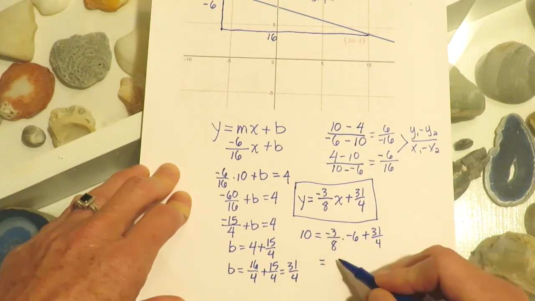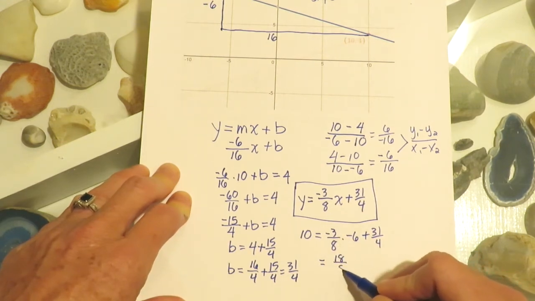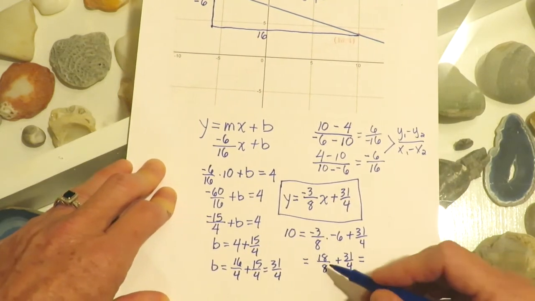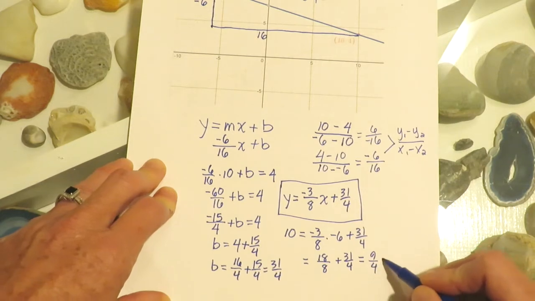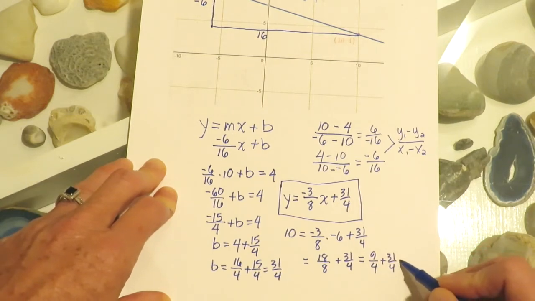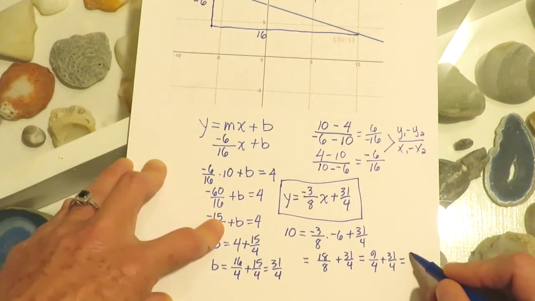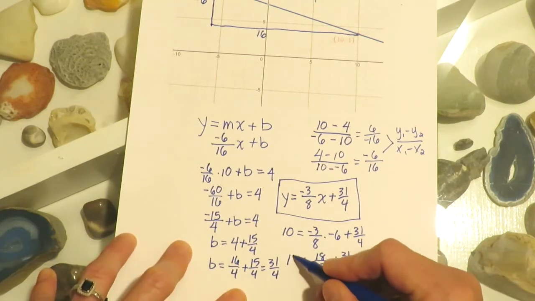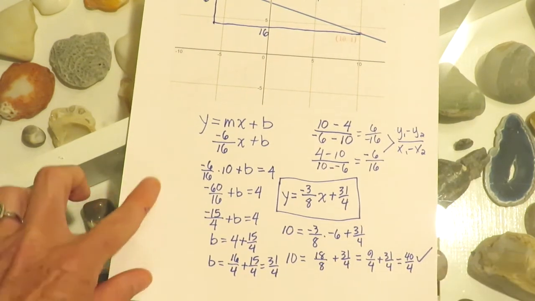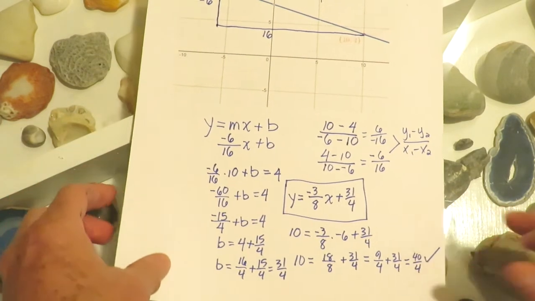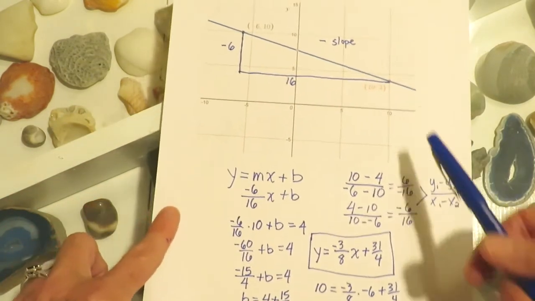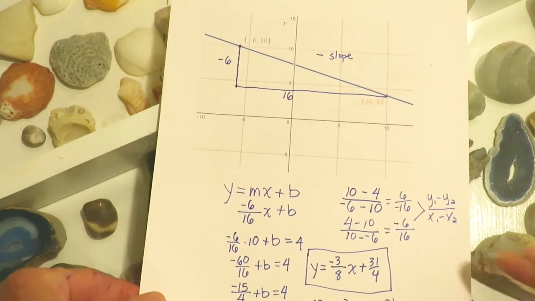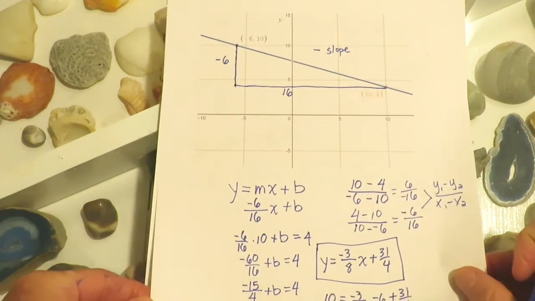So negative times negative is positive, and that would be 18 over 8 plus 31 over 4. And 18 over 8 reduces to 9 over 4. And 9 plus 31 is 40. And guess what 40 divided by 4 is? It is 10. So yay, we found our line correctly, because when we plug in the other point, it works out. And I could double check the arithmetic, but when we plug this point in, we should get that it also works out.